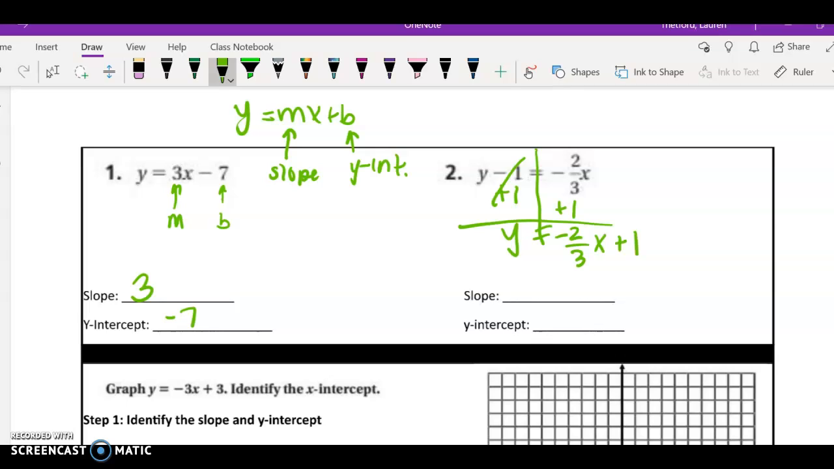And so now that it's in y equals mx plus b form, we can see that our slope is -2/3, and remember we keep it as a fraction, and don't add the x, we just want the number. And then our y-intercept is just 1.